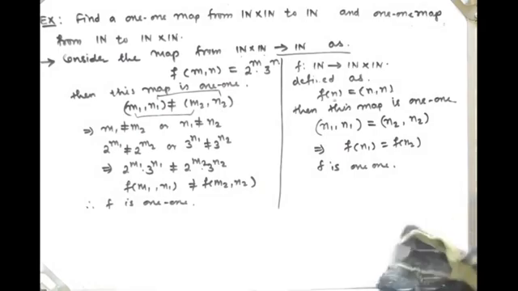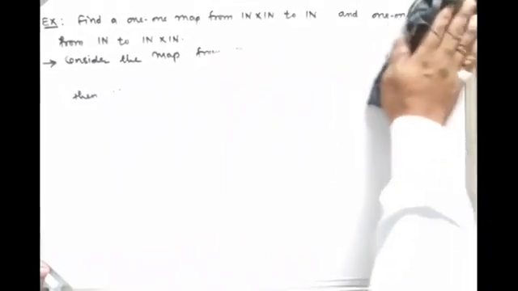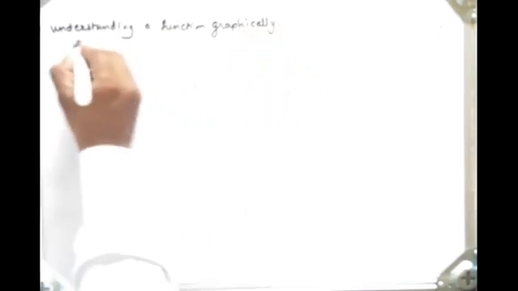Now next we will see how to understand a function graphically, which is 1-1 or onto. So let's see, understanding a function graphically. How to understand whether a function is 1-1, onto, or a bijection.